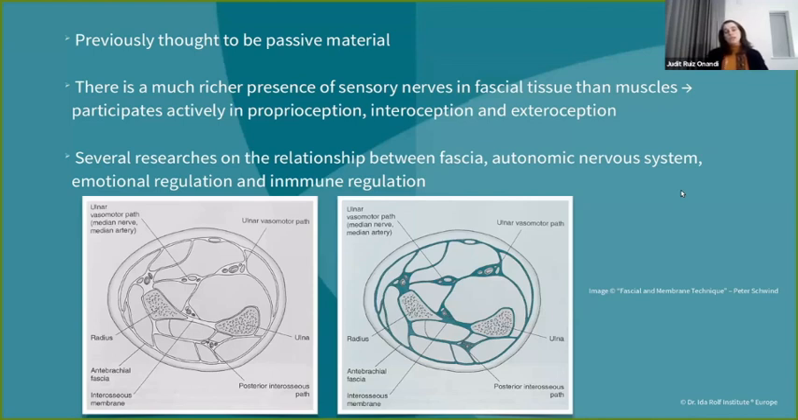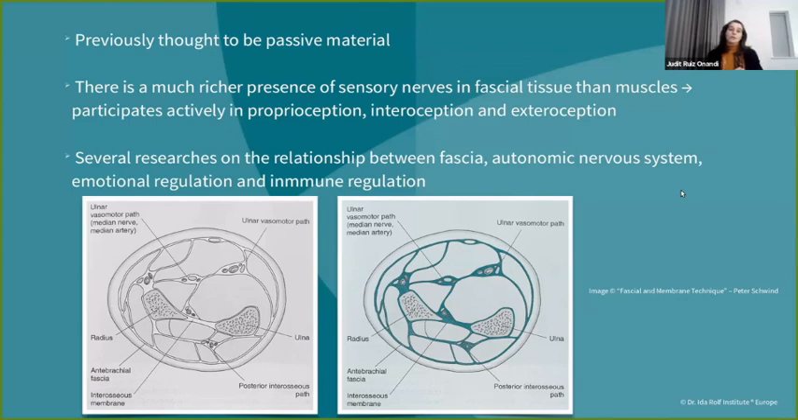Interoception is the ability of my body to feel within itself. Do I feel pleasure? Do I feel pain? Am I thirsty? Am I hungry? And exteroception is the ability of my body to know where I am in space. So I know that I have something here that I cannot touch. If there is something very near me, I know where it is, where is down, where is up. Nowadays, there is also research going on about the relationship between fascia, the autonomic nervous system, emotional regulation, and immune regulation.